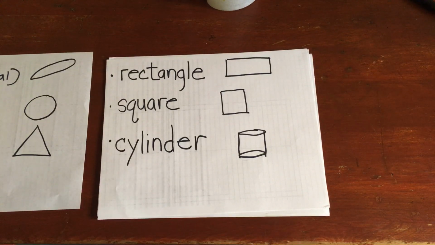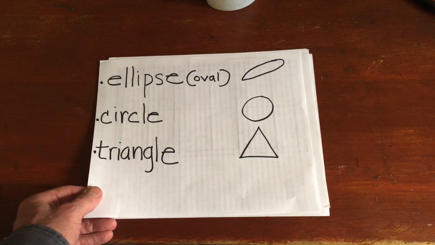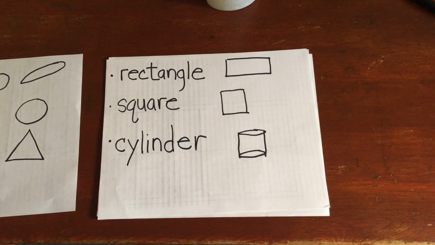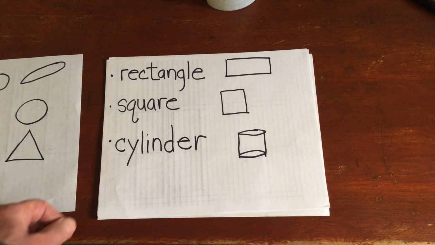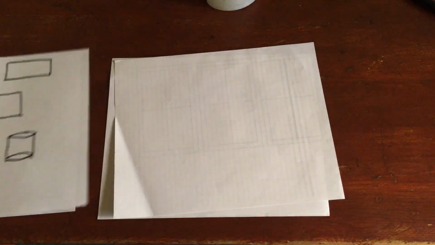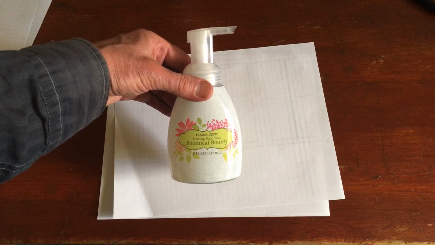Okay, so let's go over those again, shall we? Ellipse, another word for oval. Circle, triangle, rectangle, square, although square falls under the category of rectangle, but we'll call it its own shape this time, and the cylinder. So let's start, shall we? Okay, I'm going to look at something very basic. How about this? I'm going to get this Trader Joe's soap.